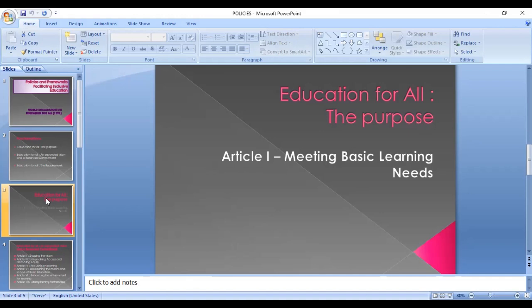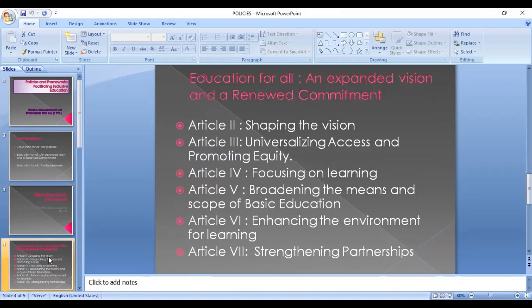And the next one is Education for All, an expanded vision and a renewed commitment. Expanded vision: vision over all the communities, and throughout the other countries also, throughout the world. So what is the vision for that?